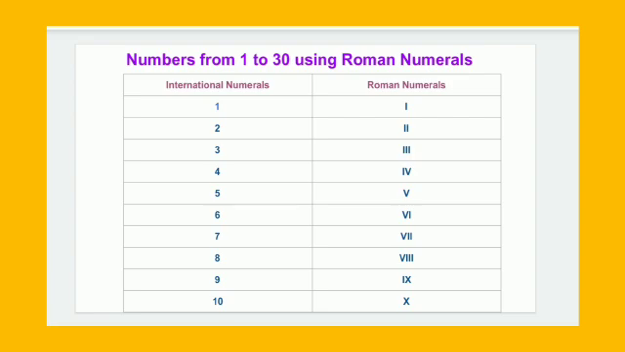5, V. 6, 5 plus 1, that means VI. 7, 5 plus 2, that means V and II. 8, 5 plus 3, that means V and III. 9 means 10 minus 1, that is why IX. 10, X.